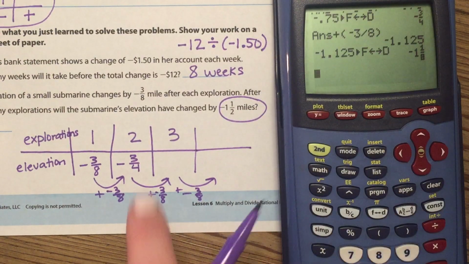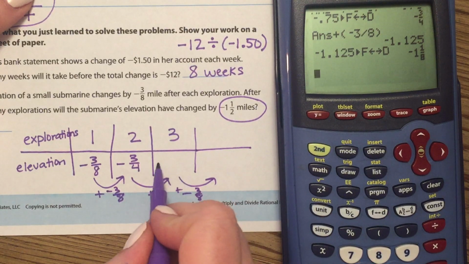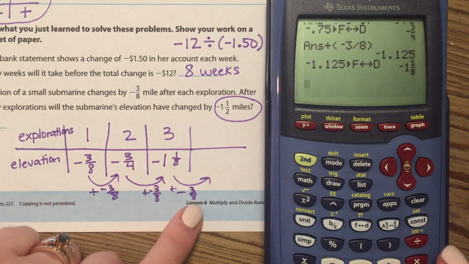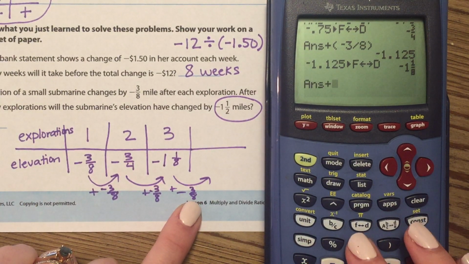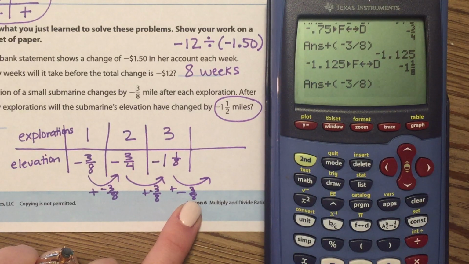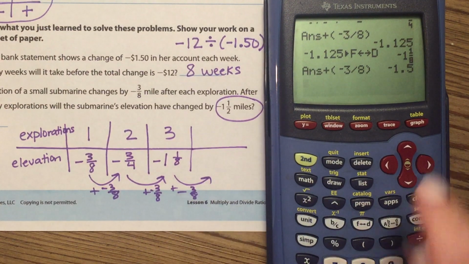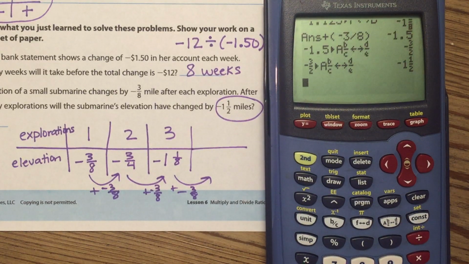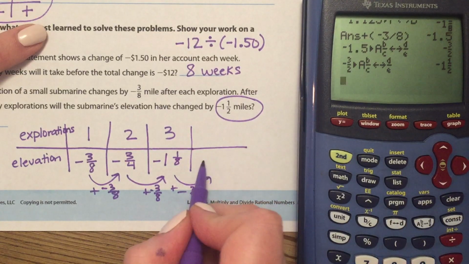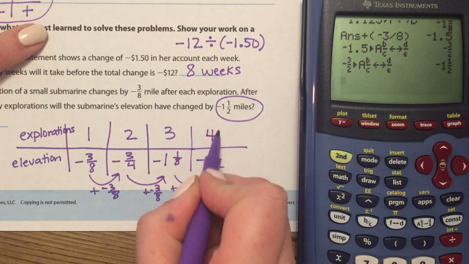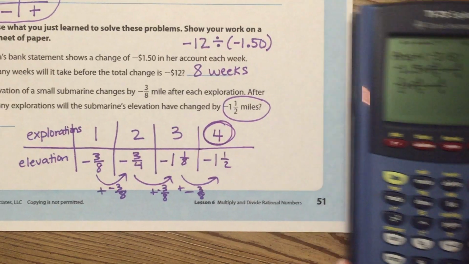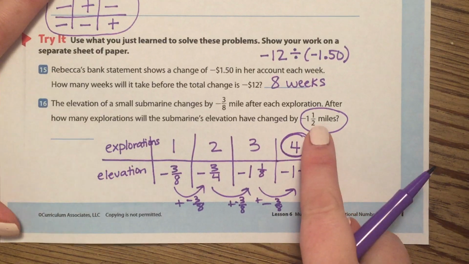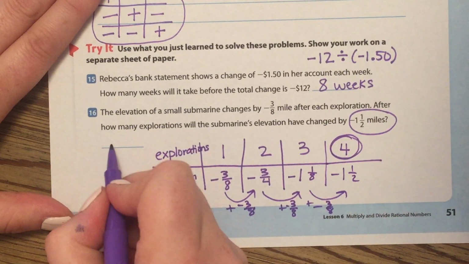And let's see, so after I add another negative 3/8, I'm at negative 1 1/8. Add another negative 3/8, so plus negative 3 divided by 8. And what do you know? I landed at negative 1.5, which is the same as negative 1 1/2. So it looks like it's going to take 4 explorations in order to reach the elevation of 1.5 miles below the surface of the water. So we're going to say 4 explorations.